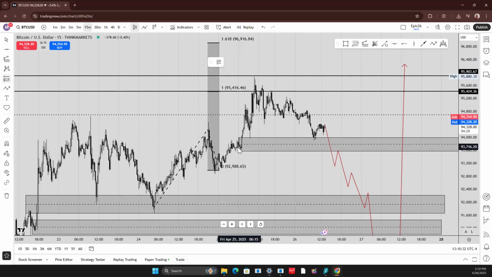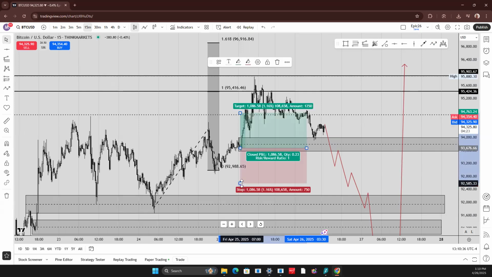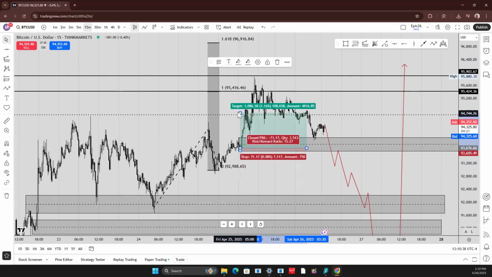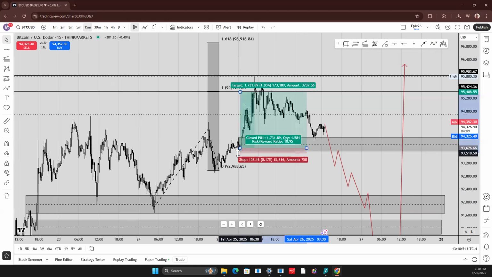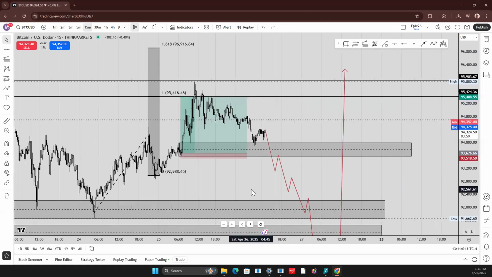You entered here. Interesting, based on the 15-minute. Ratio 1 to 10. Okay, 1 to 10 right here. Profited really nicely right there.